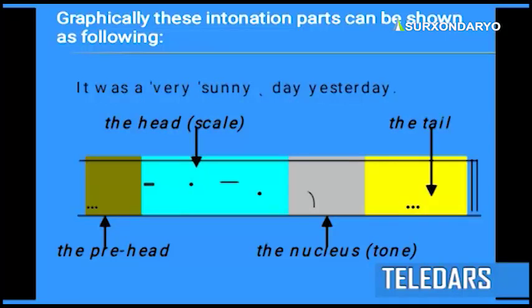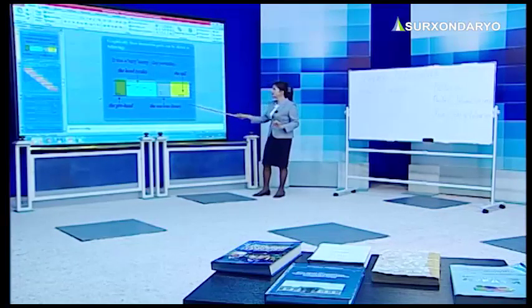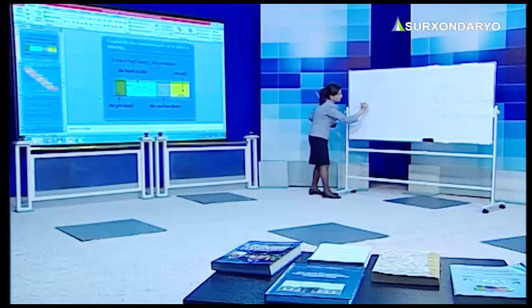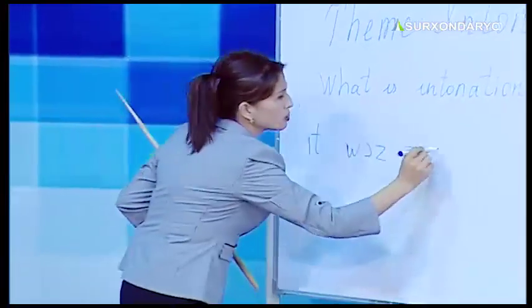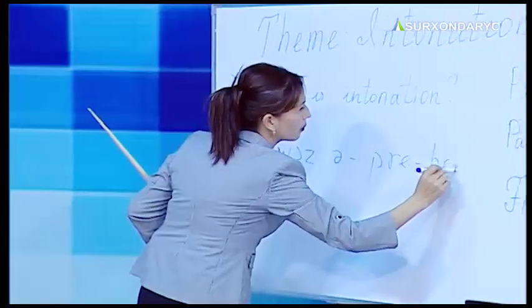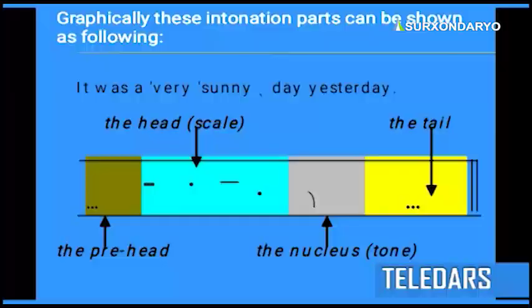So let's look at one sentence. For example, it was a very sunny day yesterday. Here we can analyze the patterns of intonation. The pre-head here is "it was a." These three are the pre-head. I'll write the transcription. It was a. This is the pre-head because they are unstressed syllables. It was a: three syllables and they are unstressed ones here.